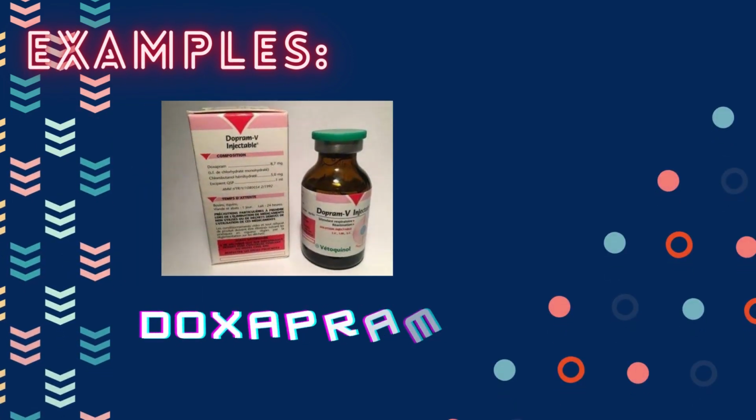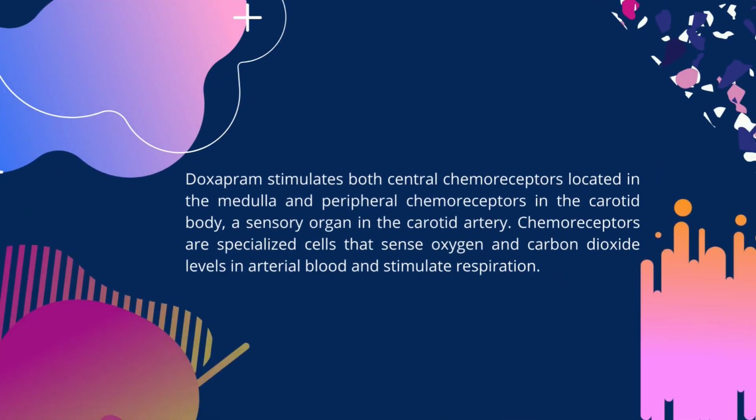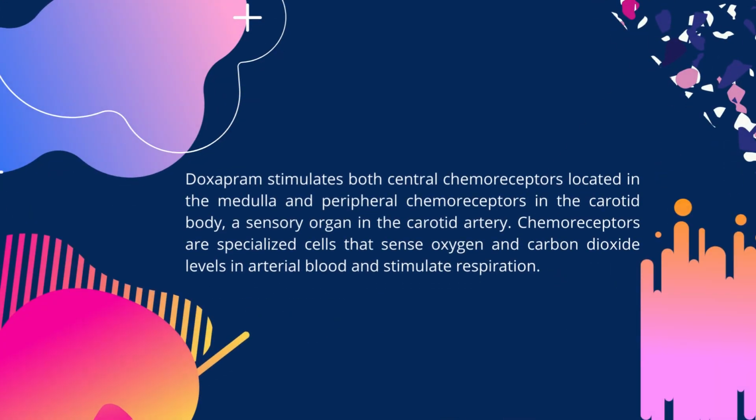Examples of respiratory stimulant drugs are, first, Doxapram Hydrochloride or Doxapram. Doxapram stimulates both central chemoreceptors located in the medulla and peripheral chemoreceptors in the carotid body, a sensory organ in the carotid artery. Chemoreceptors are specialized cells that sense oxygen and carbon dioxide levels in arterial blood and stimulate respiration.